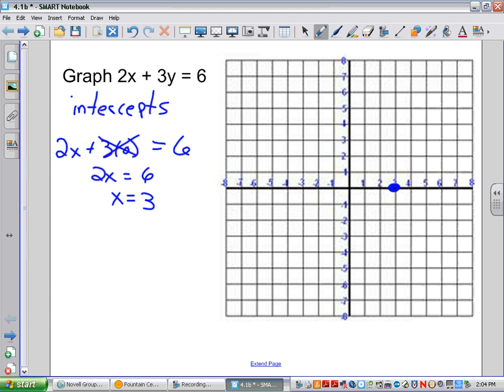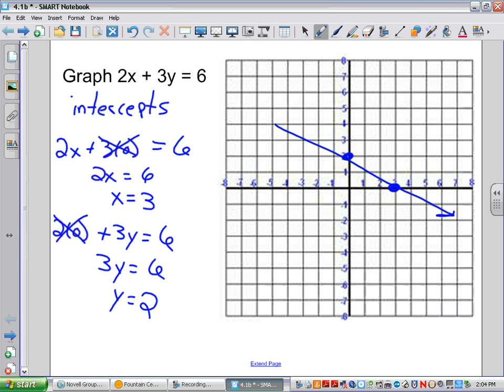For the y-intercept, you do the opposite. You put a 0 in place of the x. So it's 2 times 0 plus 3y is 6. Well, again, 2 times 0 is 0, so it's like it's not there. You're basically left with 3y is 6, or y is 2. In other words, my y-intercept is 2. So I'll go over and mark that point on the y-axis. And there's my 2 points, the only 2 points I need to draw that line.